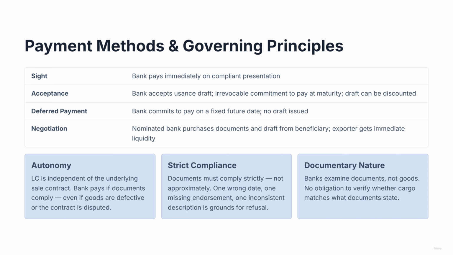The third is the documentary nature of the LC. Banks examine documents, not goods. The issuing bank has no way of knowing, and no obligation to verify, whether the cargo matches what the documents describe. The documents are the transaction as far as the bank is concerned.